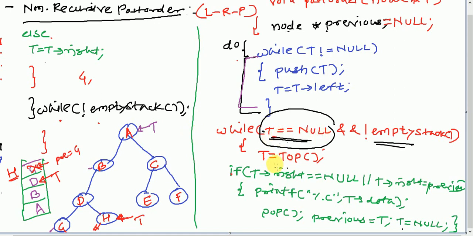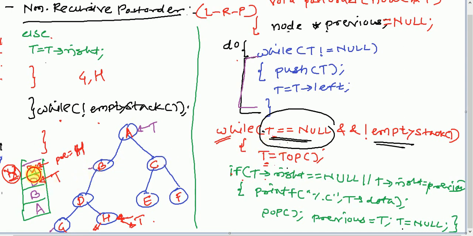This T is null. Stack is not empty. Now take T is equal to top. So currently at the top there is H. Then we'll check, does H of right is null? Yes, H of right is null. So we will print H. We will remove H from the top. We'll mark previous is equal to H over here. And then we'll make T is equal to null. Again we'll continue in this while loop. Does T is null? Yes, T is equal to null.